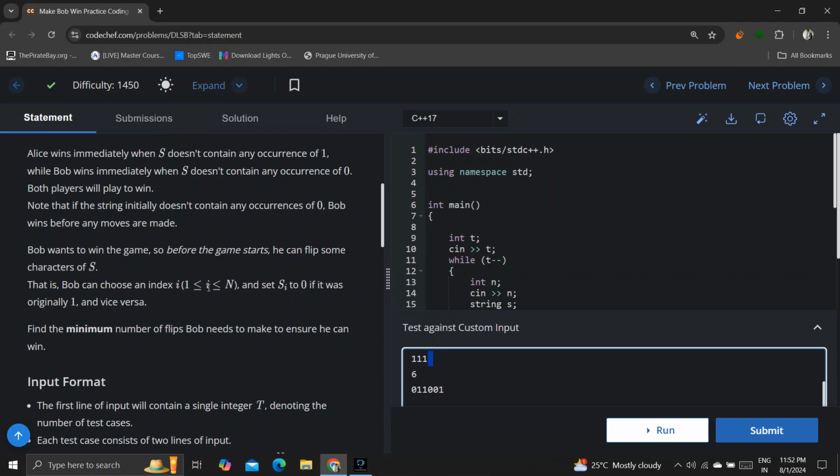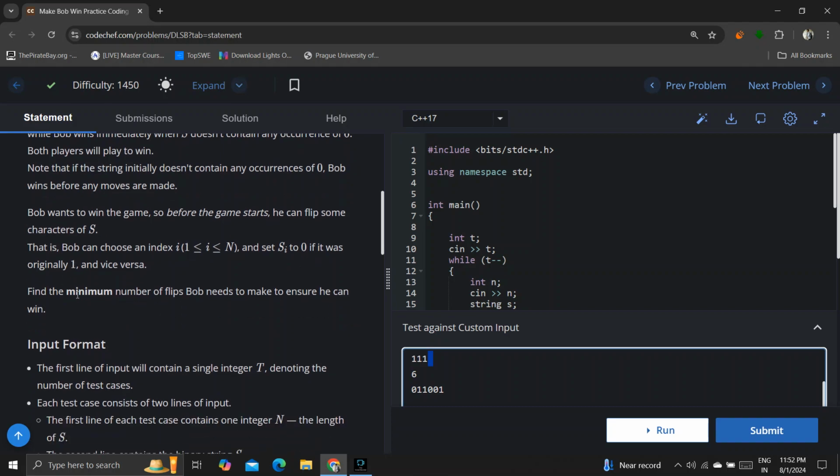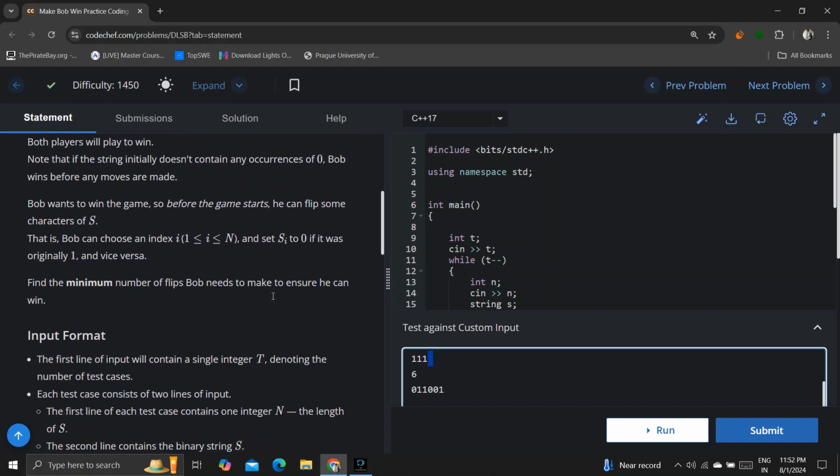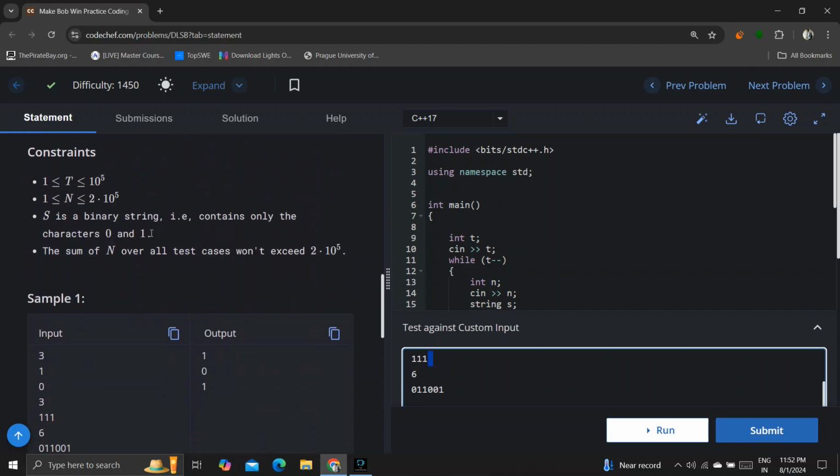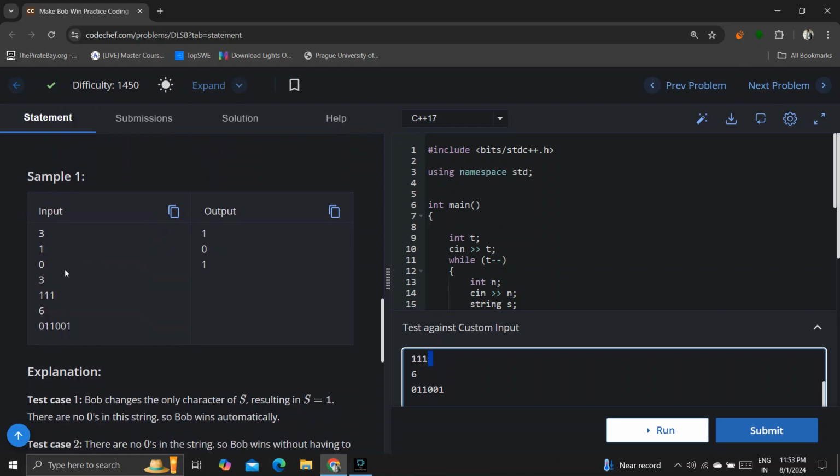So basically, he can choose any number of indexes from the string and alter the ones into zeros. So now we have to return the minimum number of flips Bob needs to ensure he can win. For example, suppose there are three strings. First is of length one, that is zero only.